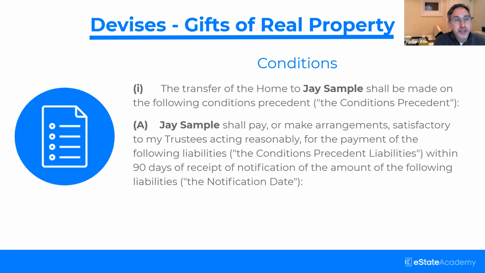And we say, look, the gift, the transfer is made on the following conditions precedent. It's that the beneficiary shall pay or make arrangements that are satisfactory to my trustees acting reasonably for the payment of the following liabilities. And we build in 90 days of receipt of notification of the amount of the following liability. So the estate trustee has to say, okay, this is the amount that we were responsible for, and this is the amount that you have to pay as the beneficiary.